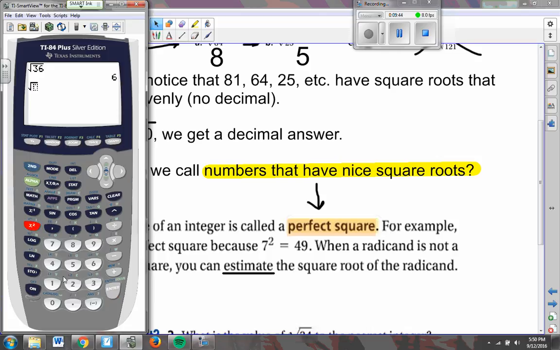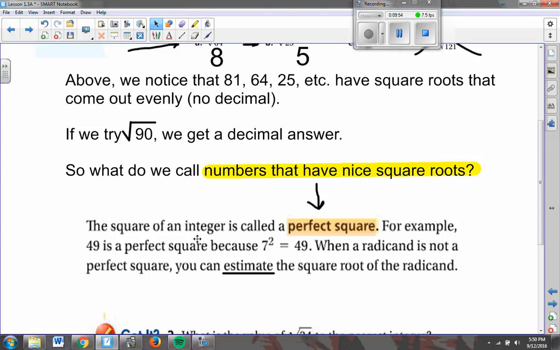Same thing with the square root of 81, which we looked at before, being 9. Those numbers are called perfect square numbers because they're perfectly some number with no decimals squared.